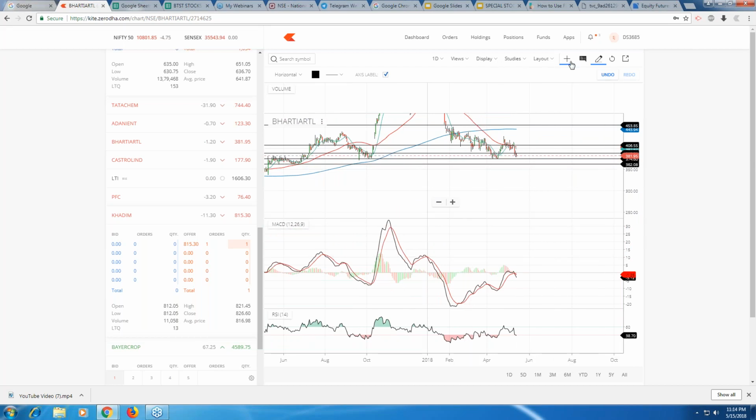And you can also find out these targets by using GAN levels, right? I will explain how to use the GAN levels. Just put the closing price in the GAN levels and find out the upward and the downward targets.